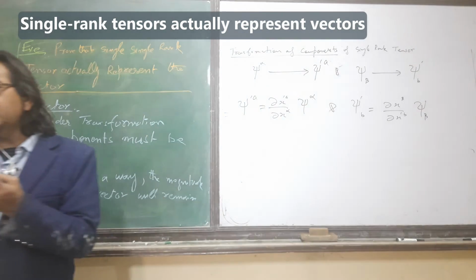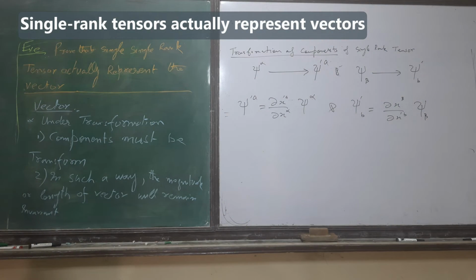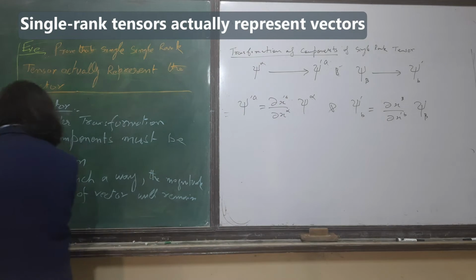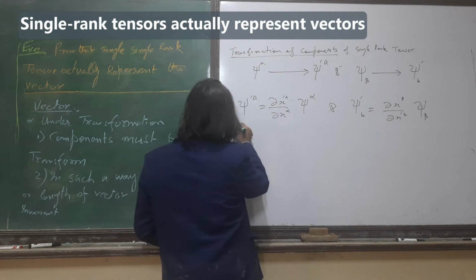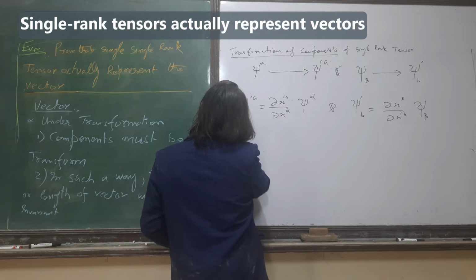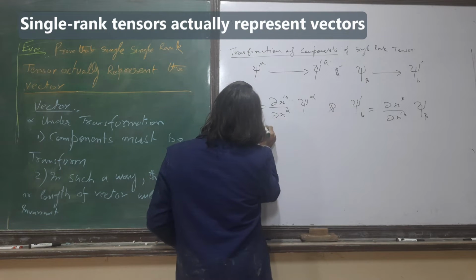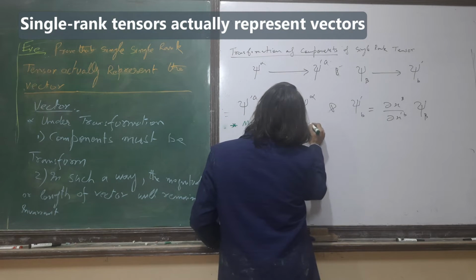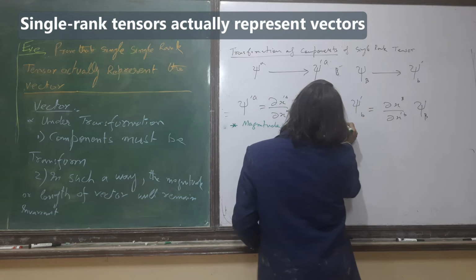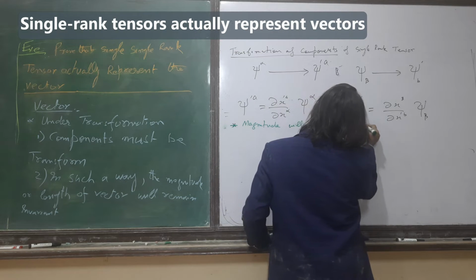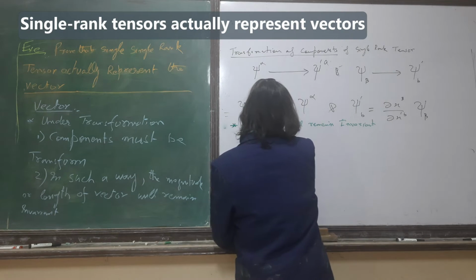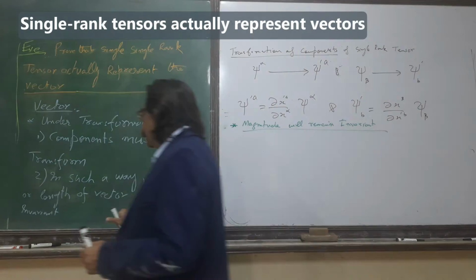So the first thing I have proved is that the components are transformed. Second, what is the second condition? Magnitude will remain invariant. Invariant means it will not change. How will we prove it?